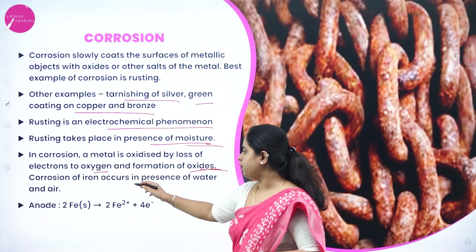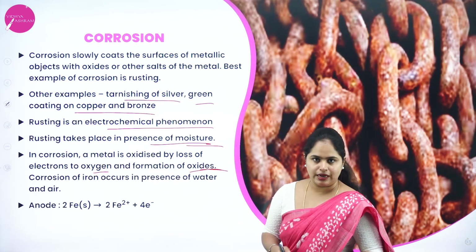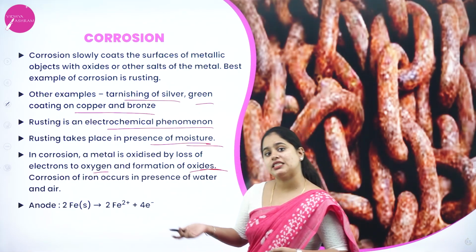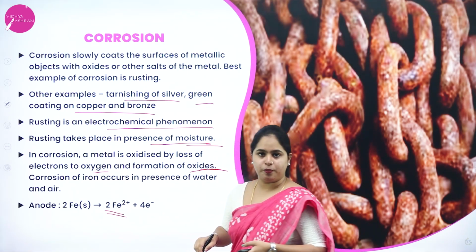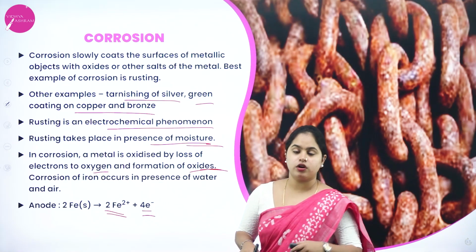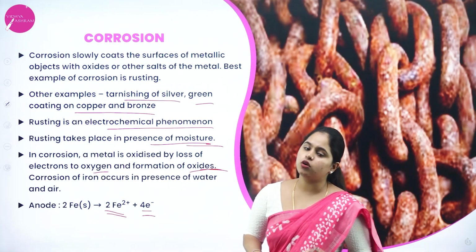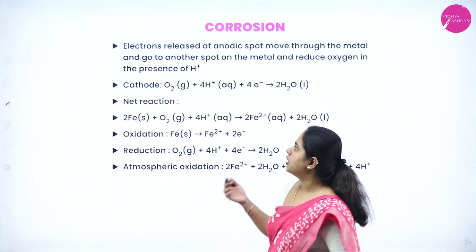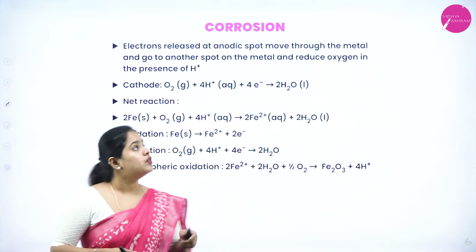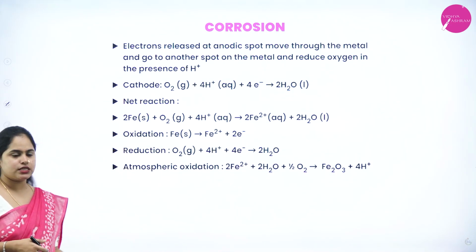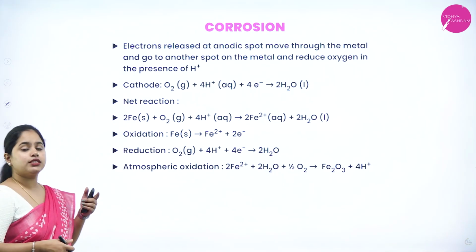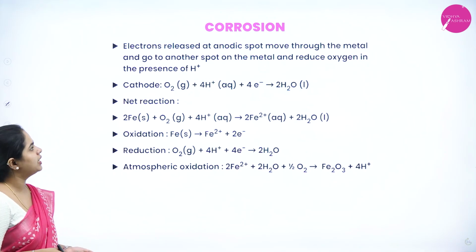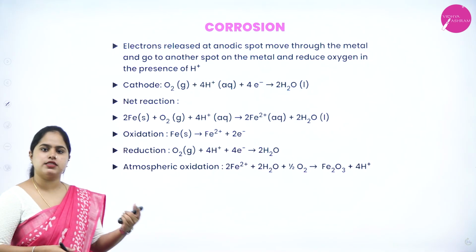Now, corrosion of iron occurs in the presence of water and air. So, let's see the reaction. At the anode, Fe, iron, gets oxidized to Fe2+, and it loses 4 electrons. So, at the anode, oxidation takes place. Fe becomes Fe2+ and releases 4 electrons. The electrons released at the anode spot move through the metal to another spot on the metal and reduce oxygen in the presence of H+.